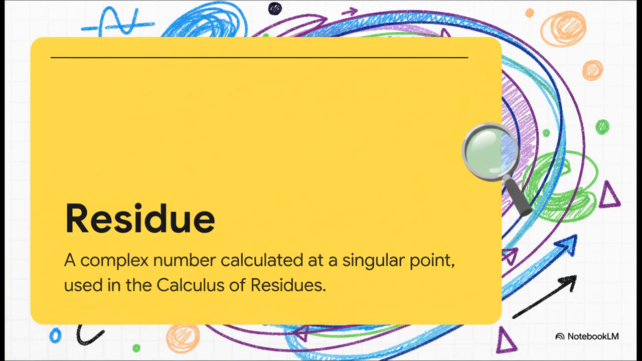Okay, now for each one of these special points, these poles, we can calculate something called a residue. And this is the cool part. The residue is a single complex number that magically contains all the important information about how the function is behaving right around that trouble spot. It's like a numerical fingerprint of that singularity.